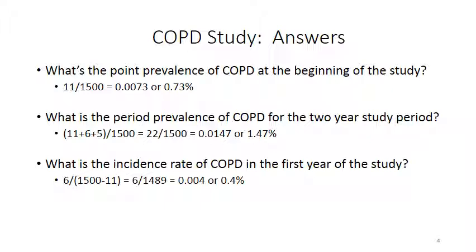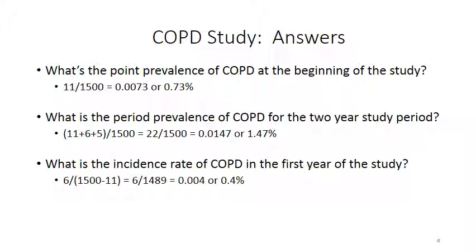What is the incidence rate of COPD for the first year of the study? Incidence is the number of new cases diagnosed in a given time period. In the first year of the study, 6 people were diagnosed, so the numerator is 6. The denominator is the number of people at risk for developing COPD in the first year. So this is 1,500 minus the 11 people who had COPD at the beginning of the study, or 1,489.